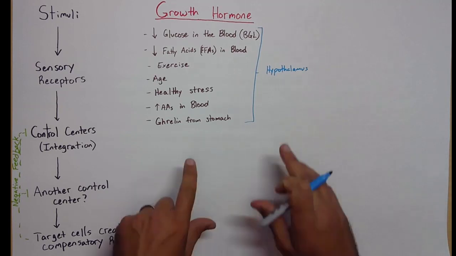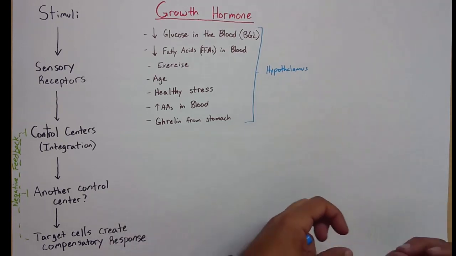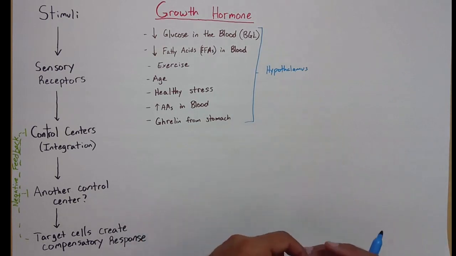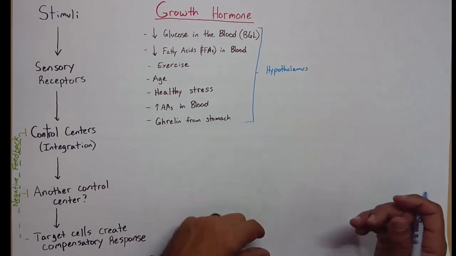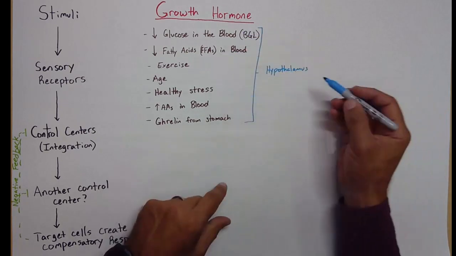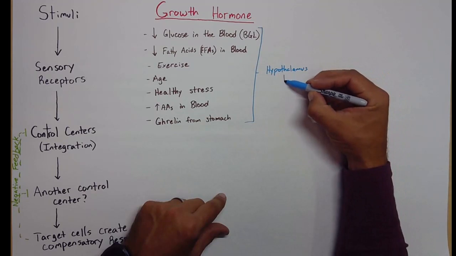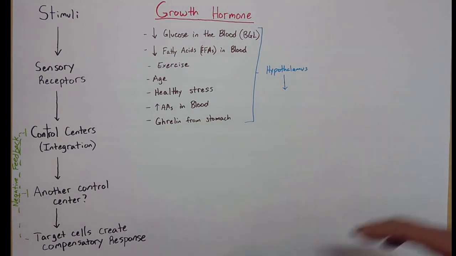Now, the hypothalamus, if you recall, there's a hypothalamic pituitary axis. The hypothalamus is going to be attached to the pituitary gland. There's both the anterior pituitary and the posterior pituitary. In this particular flowchart, the hypothalamus now is going to send a signal, and that signal is going to go down and talk to the anterior pituitary.